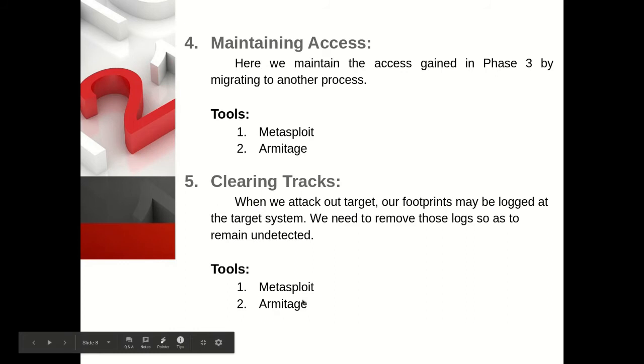And the next phase is maintaining access. In this we maintain access to the target at any time. This can be done by migrating our process to the system processes. To do this, we use tools like Metasploit and Armitage. And the last stage in hacking is clearing tracks. In this phase, we clear all the logs that are stored in the target system. When we access a website, then our IP will be logged in that target system. So those logs will be cleared.